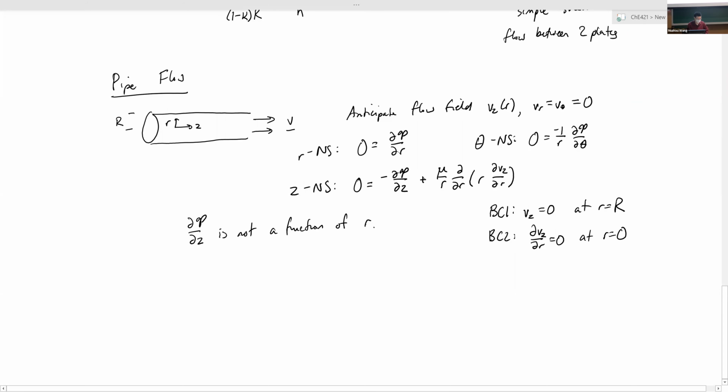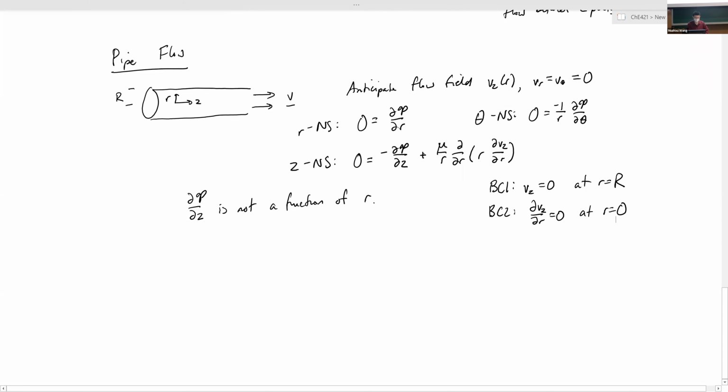Then it's just a matter of taking this equation, integrating it twice, applying these two boundary conditions, and getting the answer. I won't do the math here, because you have probably seen this, and I'm seeing a couple yawns at this point. So I'll just say integrate, apply boundary conditions, and what you get is that Vz is equal to 1 over 4 mu times the pressure gradient, times that.